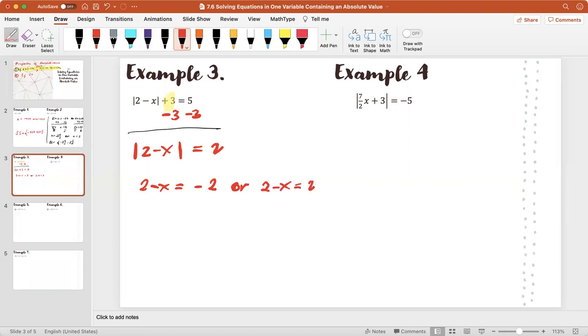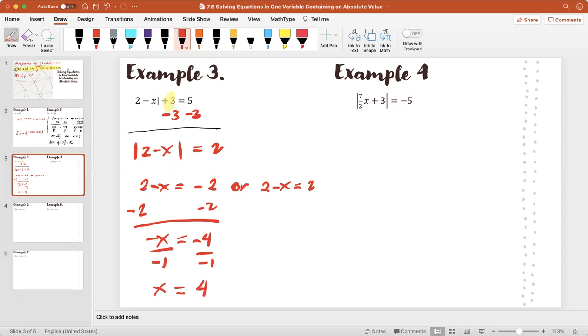Let's solve for x here. Getting rid of the 2 means we have to subtract both sides by 2. We have negative x equals negative 4, but negative x should be positive, so we divide, or we can multiply, either of those. Divide by negative 1, negative x divided by negative 1 is positive x, and that's equal to 4.